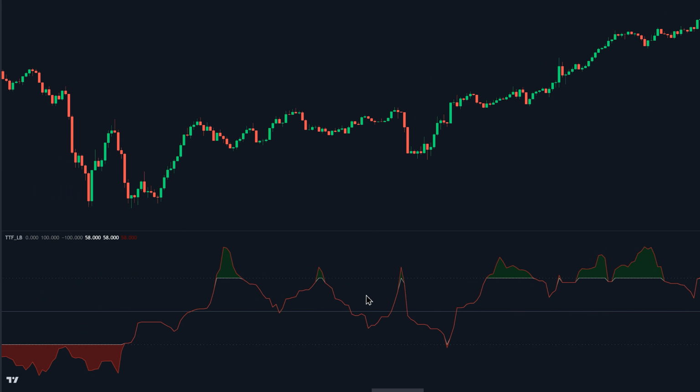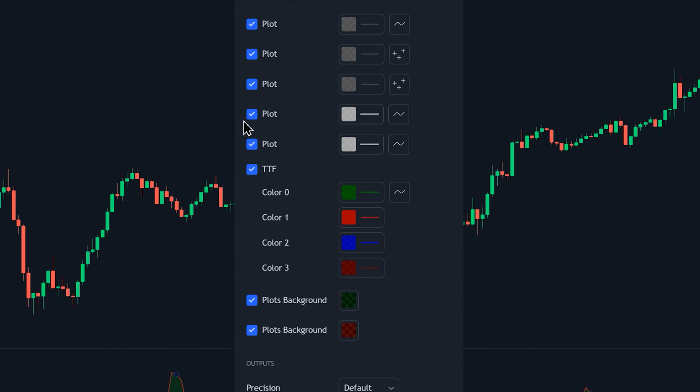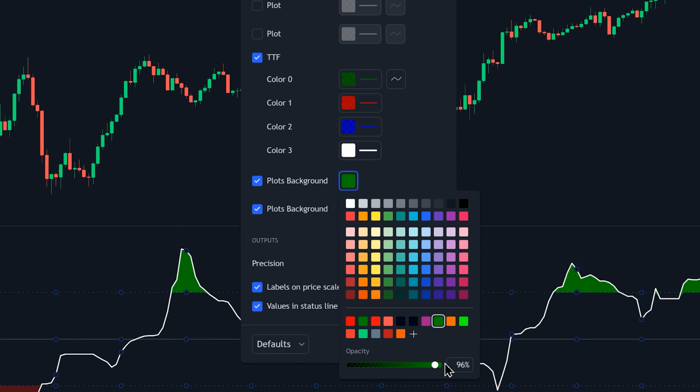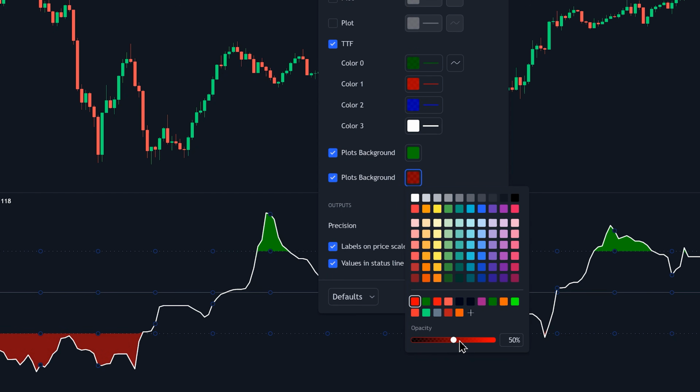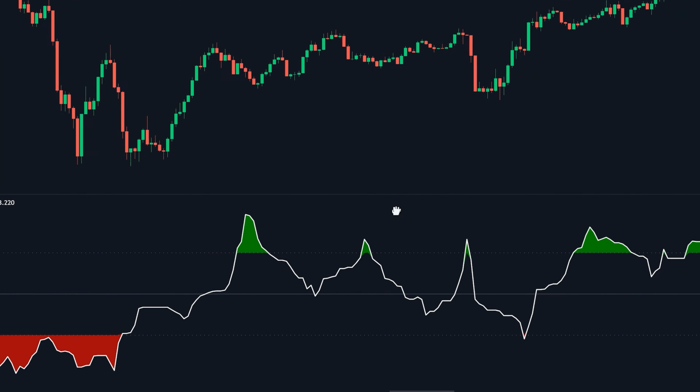Now, before we explore what this indicator is, let's double click on it so we can change some features. On the style tab, you want to disable these two plot options and change color 3 to white. I'm also going to increase the opacity for the plot's background color to 100%. Oh, for the red color, I'm just going to increase it to about 60% because 100% seems too bright. After that, click OK. So this is our indicator.